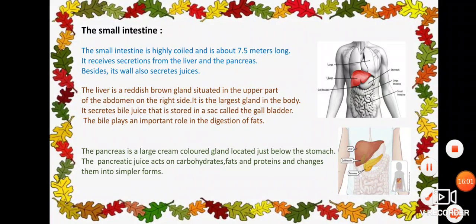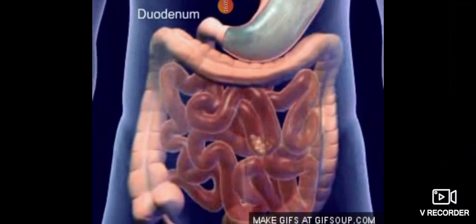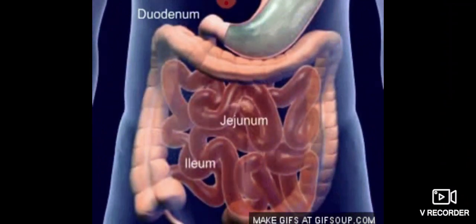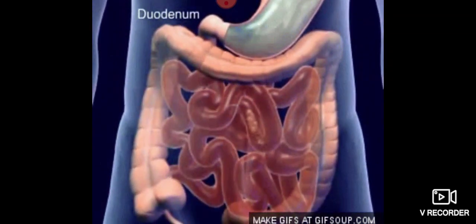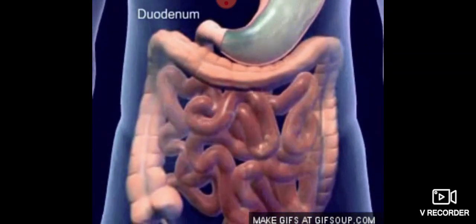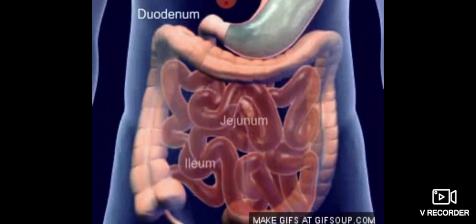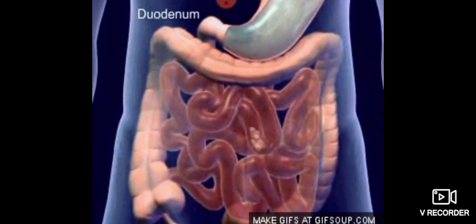And I will show you a small video about this. See here how food enters the small intestine and how it moves in the intestine. See, this is the starting point of the intestine. After that it moves inside the intestine. The food particles which we eat move inside the small intestine. Like this it will move inside the small intestine.